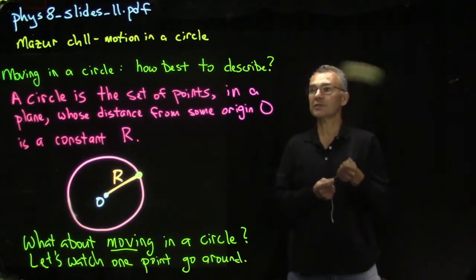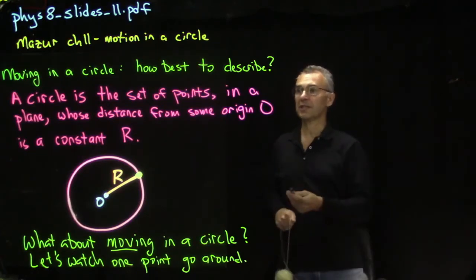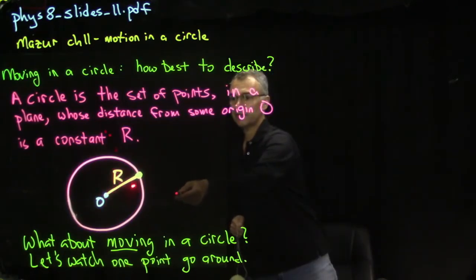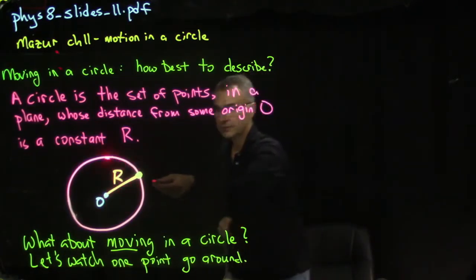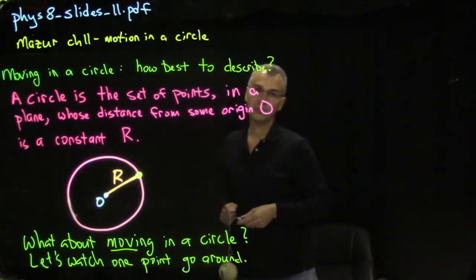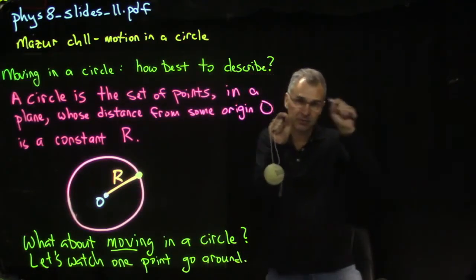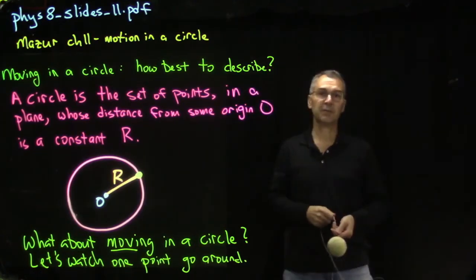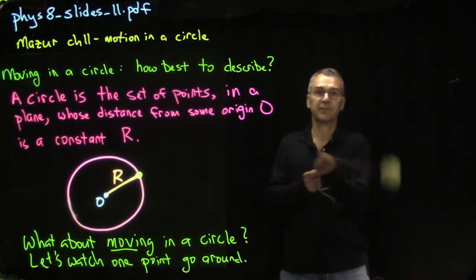So a circle is the set of points in a plane whose distance from some origin O is a constant value r. So all of these points along the circle are a constant radius from the origin, and you know that if you draw a circle by taking a piece of string, you can trace out all the points where the string is the same length. Now what about moving in a circle?